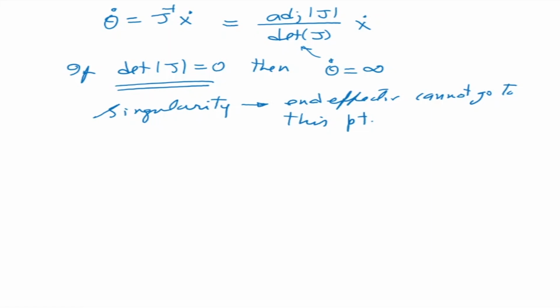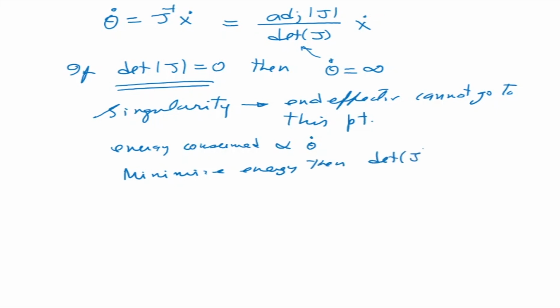Now this is also an indicator of energy. Energy consumed is proportional to theta dot. The faster it is, the more energy you need. So if you want to minimize energy, then your determinant of J should be maximum. 0 is minimum, so if the determinant of J becomes maximum, then your theta dot will become minimum, and that is going to be the minimum energy condition.